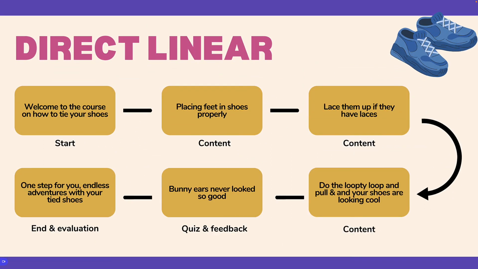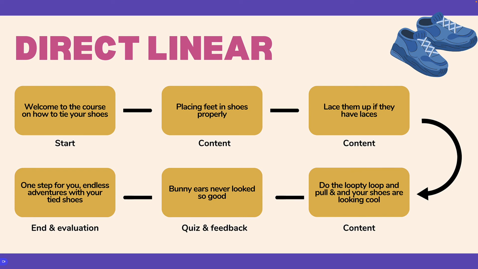All right, so let's go through some different examples of different objects. This one is similar to the one that you all went through, the facilities one, but this is an example of a direct linear, very basic, right? I did it about tying your shoes.